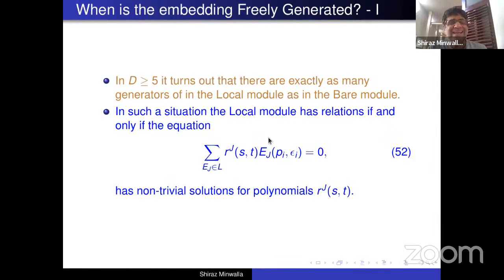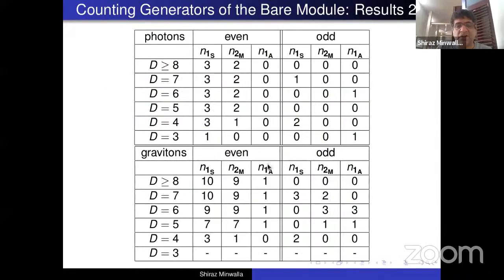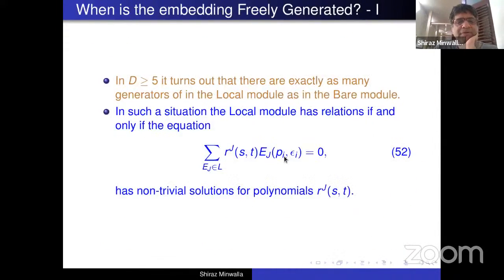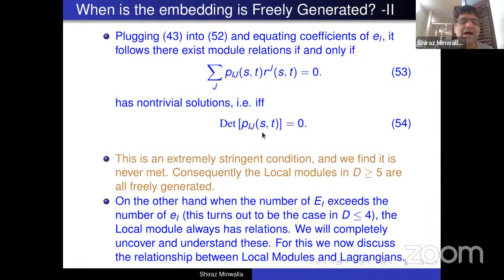Okay, and in such a situation where the number of generators match, it's easy to work out a condition to determine when these local modules, these actual S matrix modules, are freely generated. That is a condition on the coefficients. I told you that the physical module generators can be written as descendants of the bare module generators. So these Pij's of S and T, if you know these, you can show that provided the determinant of this Pij of S and T is non-zero for any S and T, then the physical S matrix module is also freely generated.